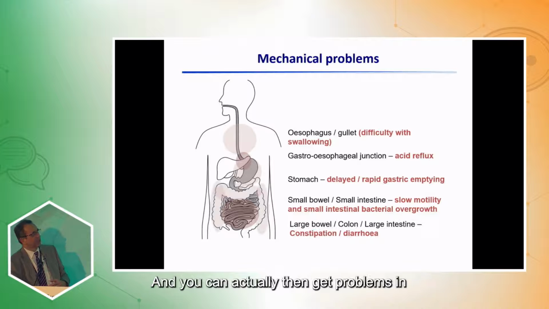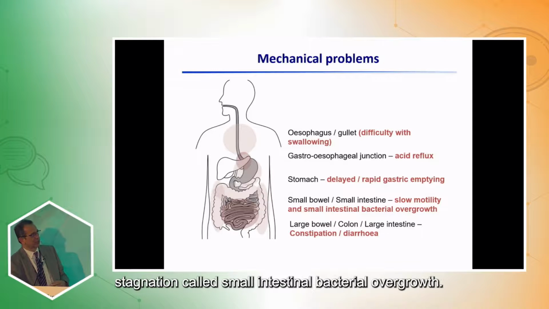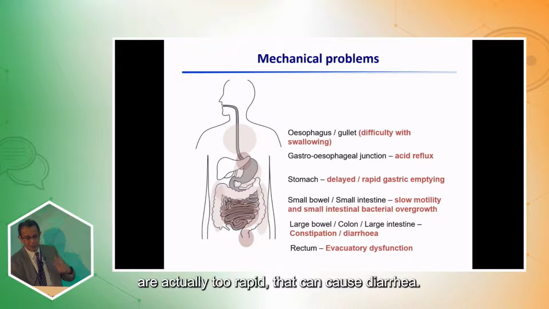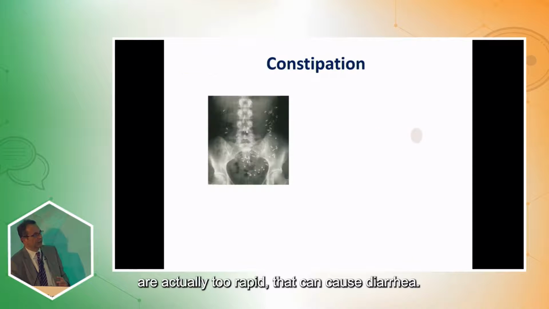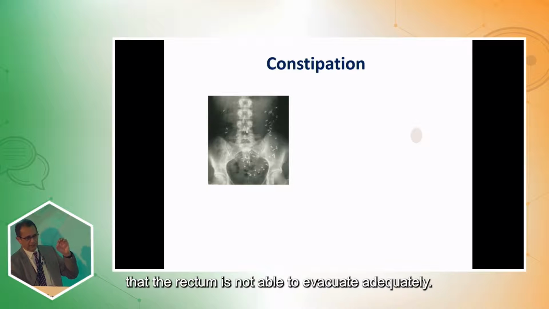And you can then get problems in the small bowel with the motility being slow. And if that's the case, that can lead to unhealthy bacteria growing because of stagnation, called small intestinal bacterial overgrowth. And if there are problems in the movement of the large bowel, that can cause constipation. Or if the movements are actually too rapid, that can cause diarrhea. And finally, there can be problems of evacuation, so that the rectum is not able to evacuate adequately.